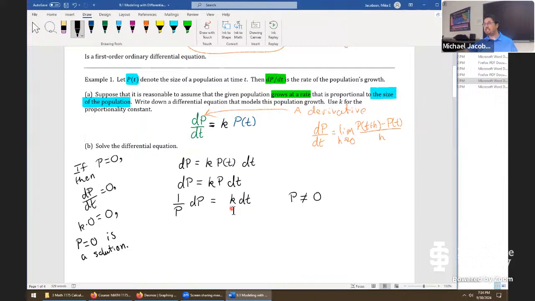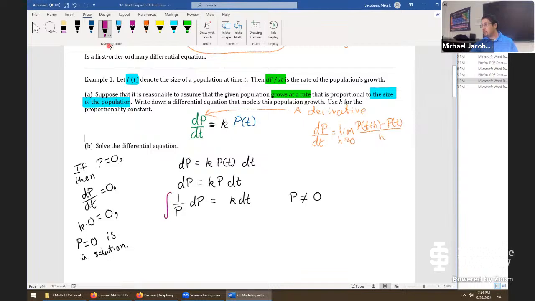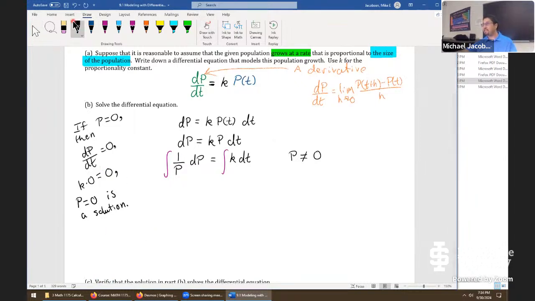We have a constant times dt on the right. The reciprocal of p times dp is on the left. But one thing you can do to an equation is integrate both sides. And notice on the left-hand side, we're integrating 1 over p with respect to p. The right-hand side, we're integrating a constant with respect to t. That's something we can absolutely do. This is really truly just an application of integration still. Let me get some extra space down here.